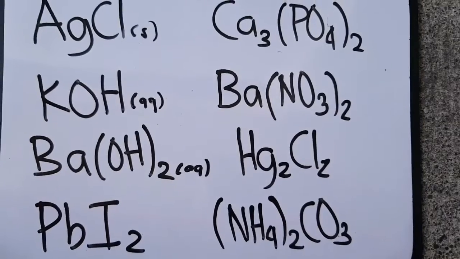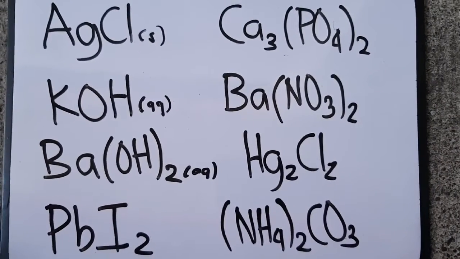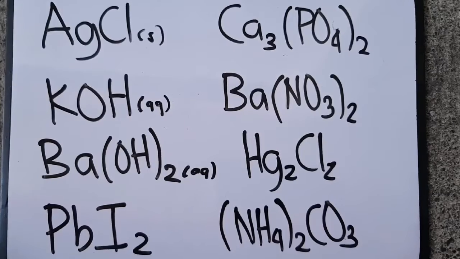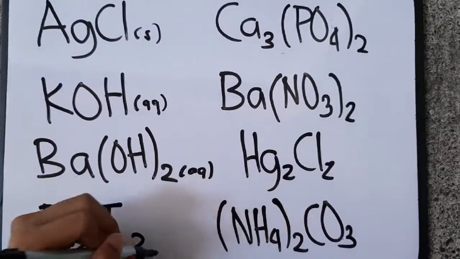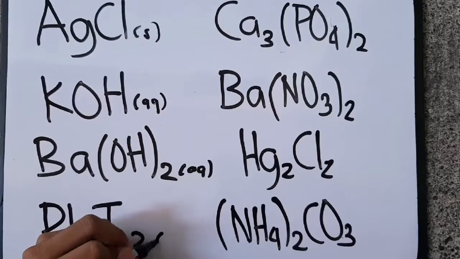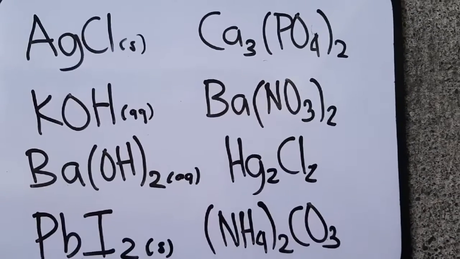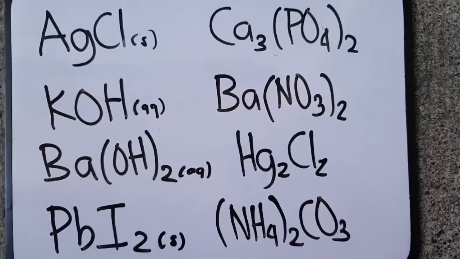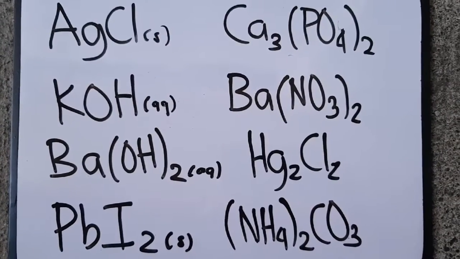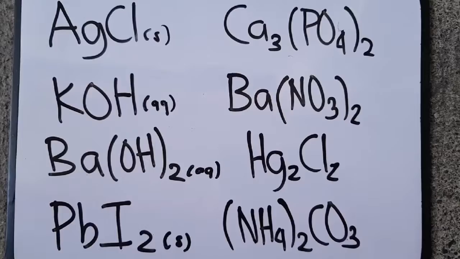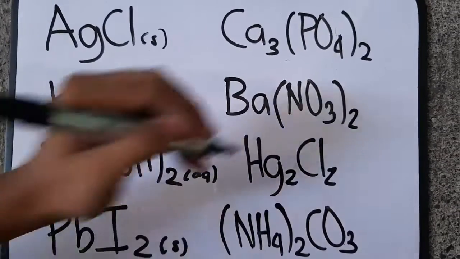Lead iodide. Iodide is generally soluble, but lead is an exception for the iodide. So lead iodide is going to be insoluble. So we're going to write lead iodide as solid. Calcium phosphate. Phosphates are generally insoluble except with Group 1A metals and ammonium. So calcium is not an exception. So this compound is going to be solid.